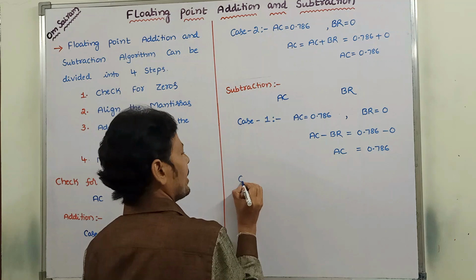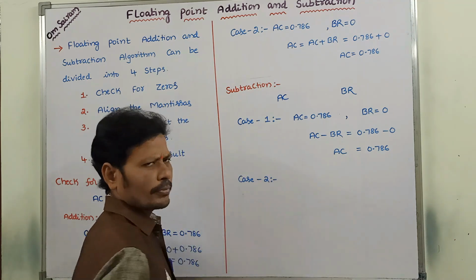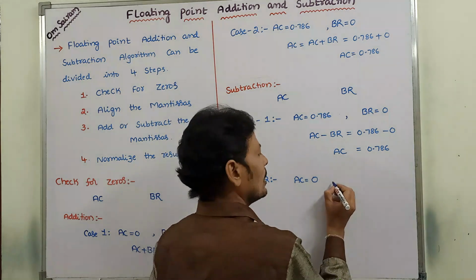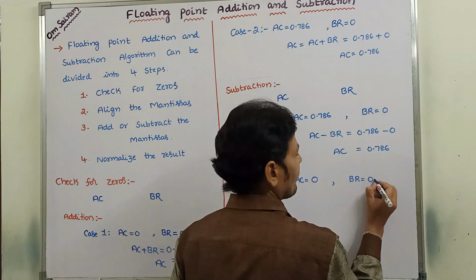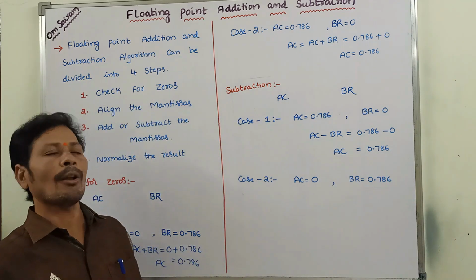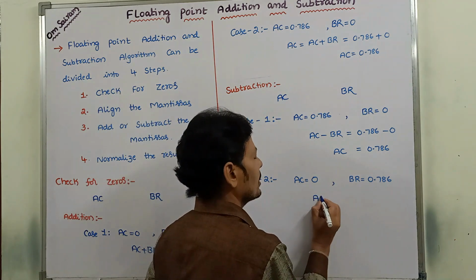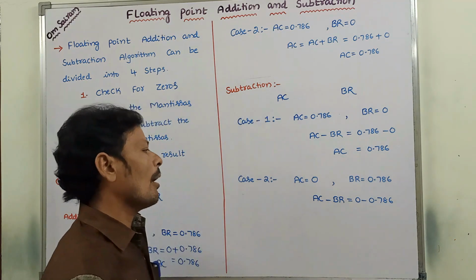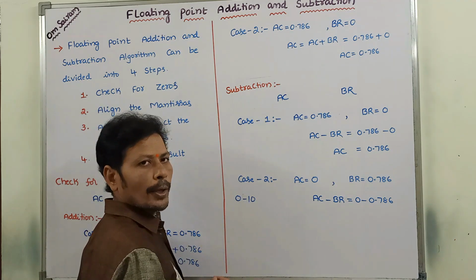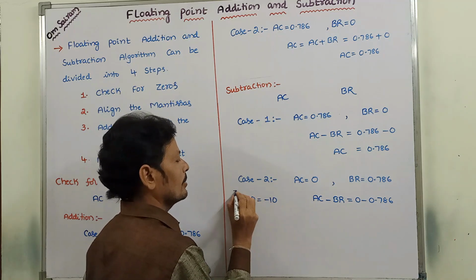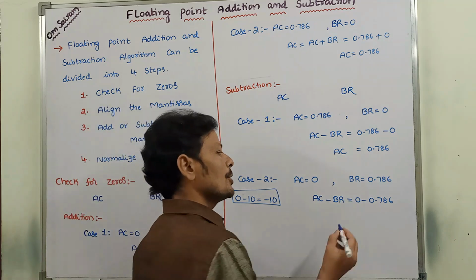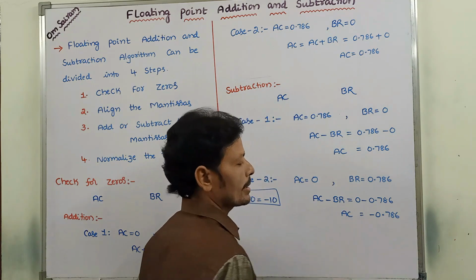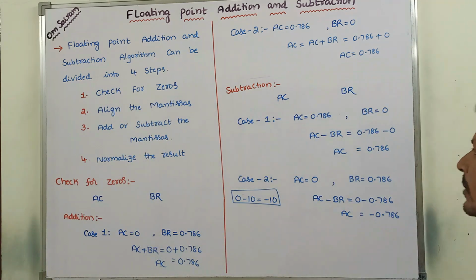Okay. Next, coming to case 2. Case 2 is, suppose the first floating point number value is 0. The first floating point number is stored in the AC register. Its value is 0. The second floating point number is stored in the BR register. Its value is 0.786. It is a non-zero value. Then how to perform the subtraction operation? AC minus BR, so that is nothing but 0 minus 0.786. We already know that, suppose 0 minus 10, simply we can say that minus 10. 0 minus 10 is nothing but minus 10. In the same way, 0 minus 0.786 is nothing but minus 0.786. This value is stored in the AC register. So, in this way, we have to perform the subtraction operation.